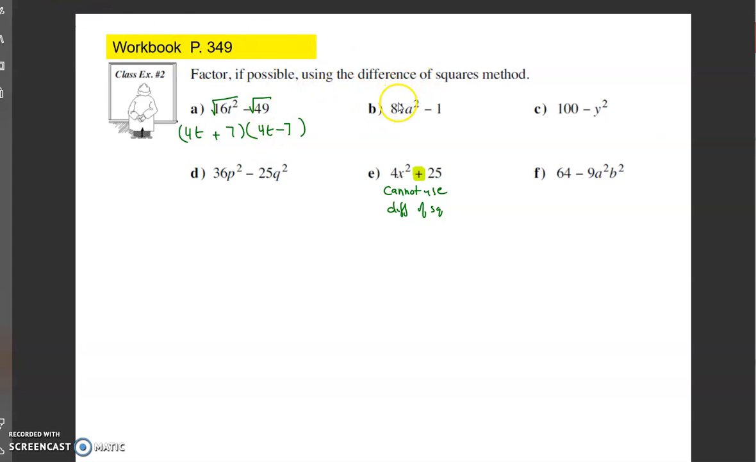Second one over here, part B, it is a negative, so that's good. The difference part is good. Are these perfect square roots? Yes, they are perfect squares. So I will be able to write them in 2 factors. The square root of 81a squared is 9a. And the square root of 1 is just 1. So plus, minus. Done. How easy can this be, eh? Next one. It is difference and it is squares. So we can definitely do difference of squares on this as well.